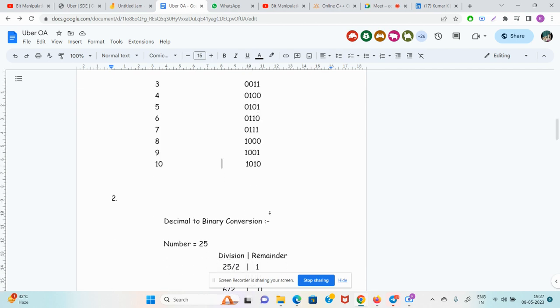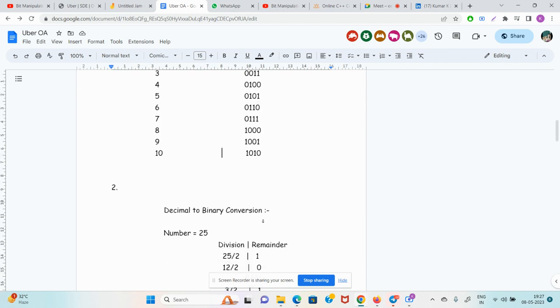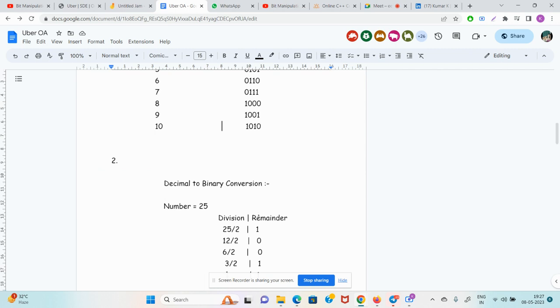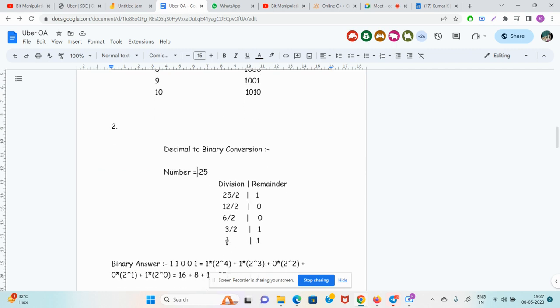Coming to the second prerequisite, you should know how to convert a decimal number to binary. Say you are given the number 25. How will you convert it to binary? The trick is pretty simple. Keep on dividing the number by 2 till it becomes 0, and keep noting down the remainders. You take 25 and divide by 2. What is the remainder? 1. You write 1. After you divide 25 by 2, you get 12.